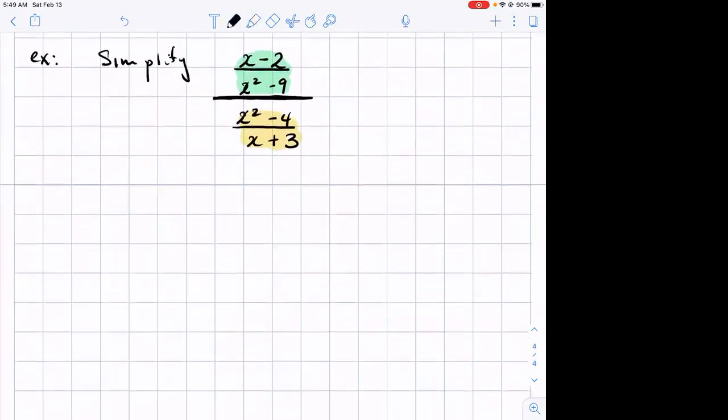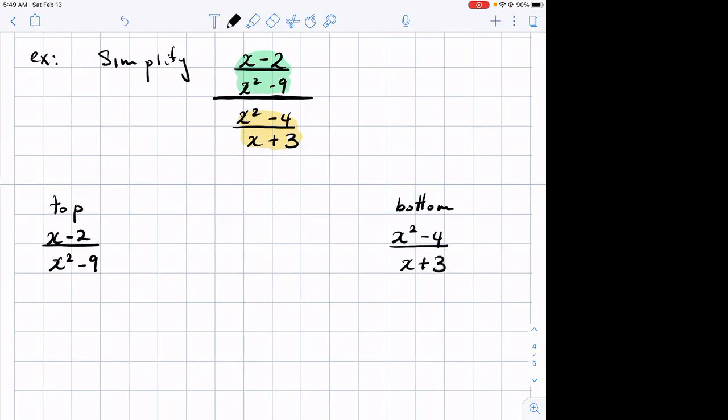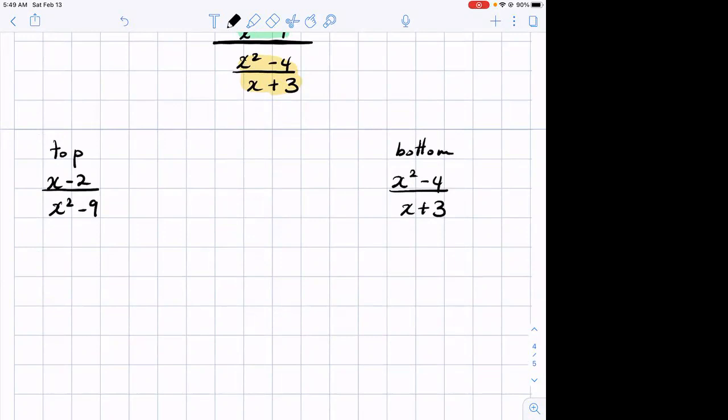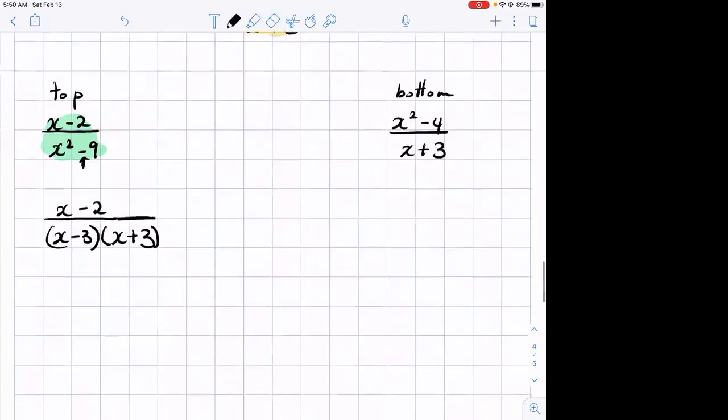So let's take out the top. Let's take out the bottom. So we have x minus 2 over x squared minus 9. And then in the bottom we have x squared minus 4 over x plus 3. Well, can we do anything here? It's written as one fraction already, so that's good. But we can probably factor the denominator as x minus 3 times x plus 3, because it is a difference of squares. And even if we do this, nothing really cancels.